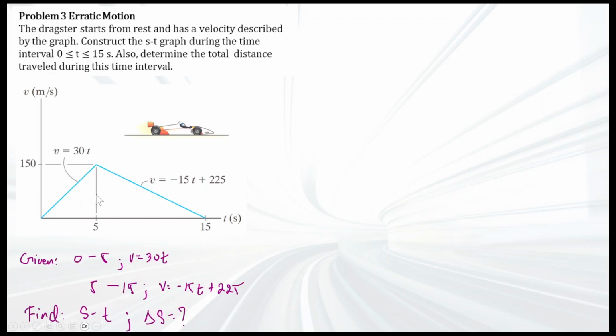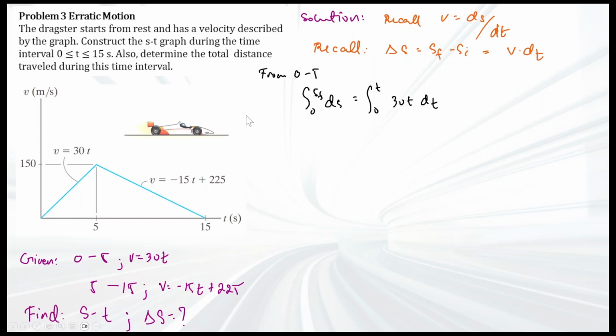So again, we have two states here. So let's solve one by one from 0 to 5 seconds first. So recall again our equation, v equals ds over dt, and remember that the change in position is also final minus initial position, which is also equal to v dt by manipulating the formula. Okay, after that, from 0 to 5 seconds, all we have to do is integrate both sides of the equation. So that will be ds equals 30t dt with its respective limits. There we go. And upon simplifying, our s-f would be 15t squared. So at t equals 5 seconds, that will be 375 meters. So we solved the total distance traveled from 0 to 5 seconds.